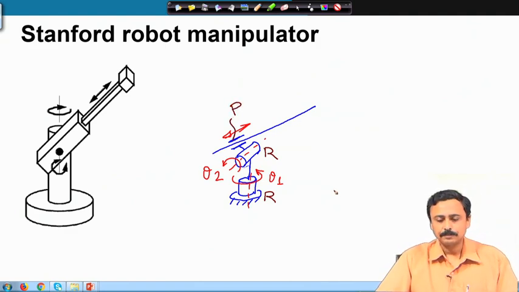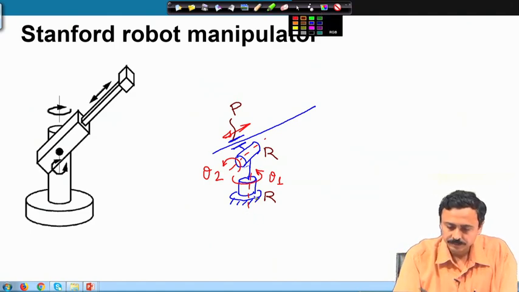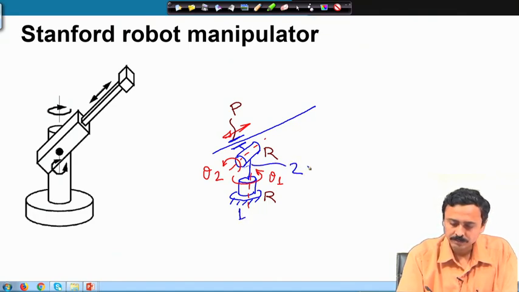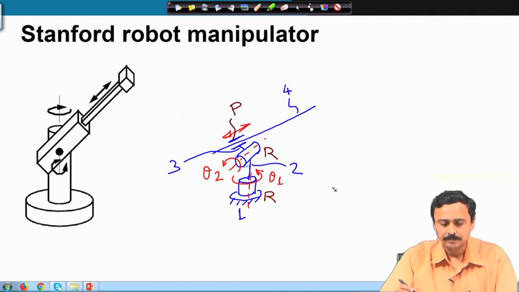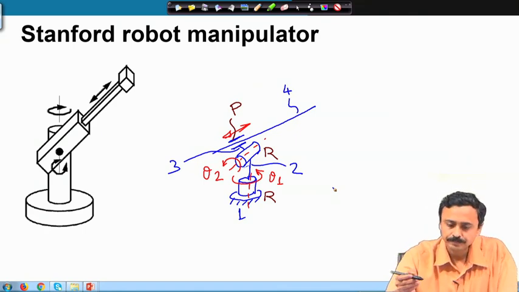Again, this is a four link. Let us count the number of links. So, ground is 1, this is 2, this is 3, and this is 4. So, there are four rigid bodies, four links, and we have three kinematic pairs.